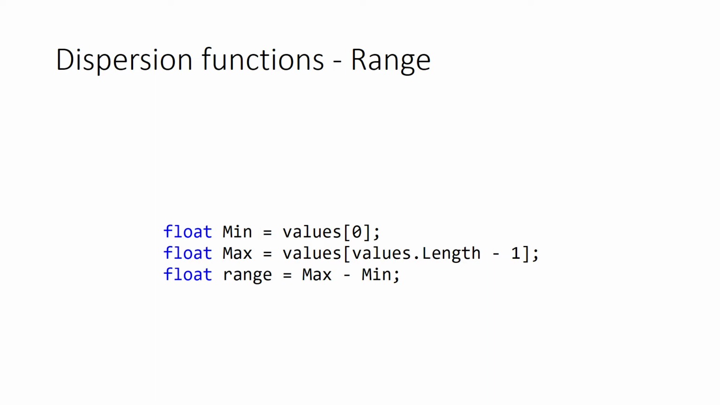Okay, on to dispersion functions, and range is pretty simple. You take the minimum value, which is, assuming they're sorted, the one on the left, the 0 index value, and the one on the right will be your maximum. So take however many values there are, let's say 10 items. If it goes from 0 upwards, then it won't end at value 10, it'll end at value 10 minus 1, which is 9, because the first one is 0. It goes 0, 1, 2, 3, 4, 5, 6, 7, 8, 9. That's your 10 items. So you've got your minimum number and your maximum number, and the range is just the bigger one minus the smaller one. That's all you do.